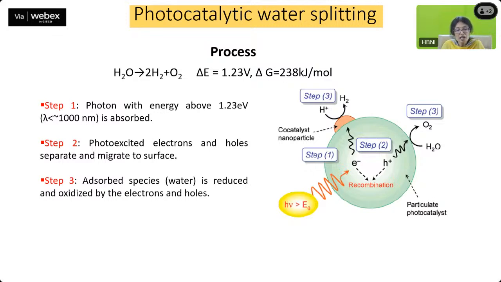And in step two, photoexcited electrons and holes are generated, as you can see. When this light energy is falling on the particular material, you are generating a hole and you're generating an electron. The adsorbed species water is reduced and oxidized by these electrons and the holes. So ultimately what you have over here is oxygen generation, and then hydrogen generation. And this is all being done by a catalyst which is activated by light, and the lambda of the light has to be less than 1000 nanometers.